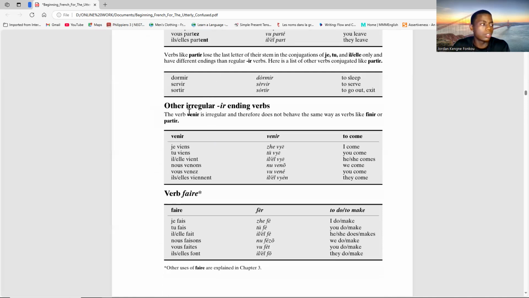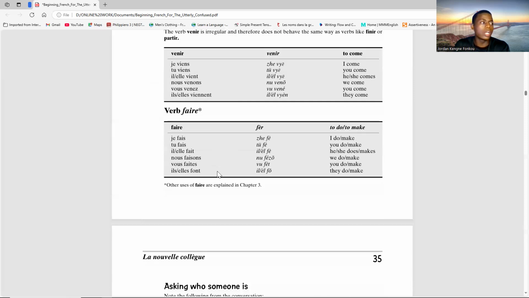And then we have another irregular IR verb, venir, which means to come, obviously. Je viens, tu viens, il vient, nous venons, vous venez, ils viennent, they come. Then we have faire, which is an irregular verb, to do or to make. Je fais, tu fais, il fait, nous faisons, vous faites, ils font. They make. Other uses of faire will be explained later in chapter 3.